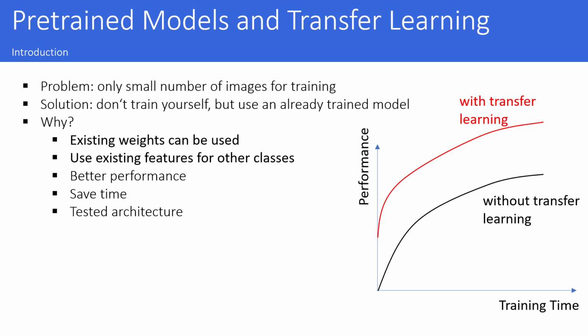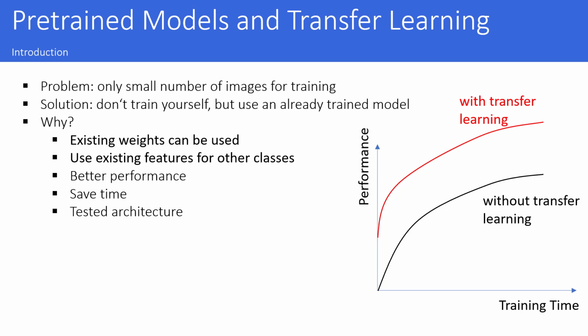Another way is to use already trained models. We make use of a pre-trained model in this case. This technique is also called transfer learning. And what are the benefits? You make use of existing weights and existing features. Only the relationship of features to new classes needs to be learned. You get a model with better performance and you save time.